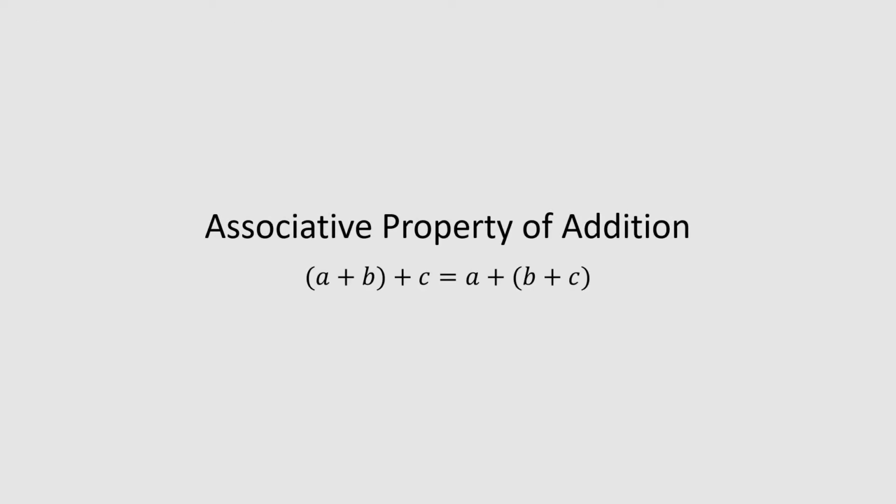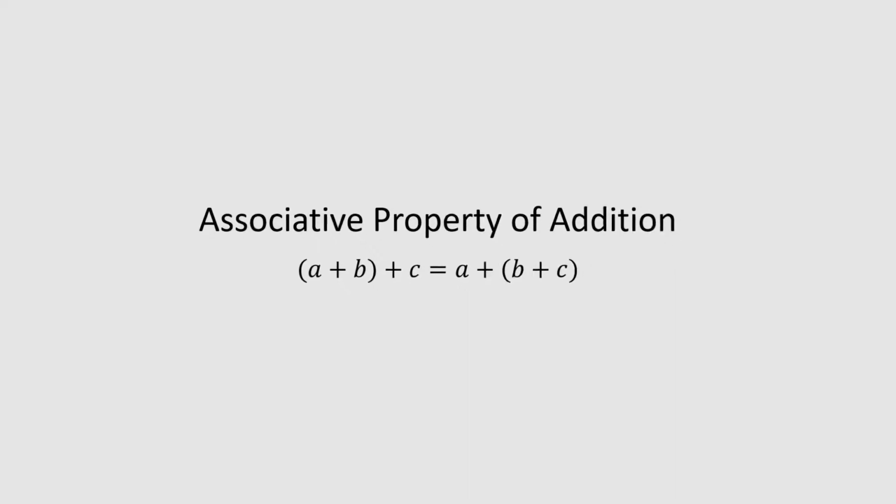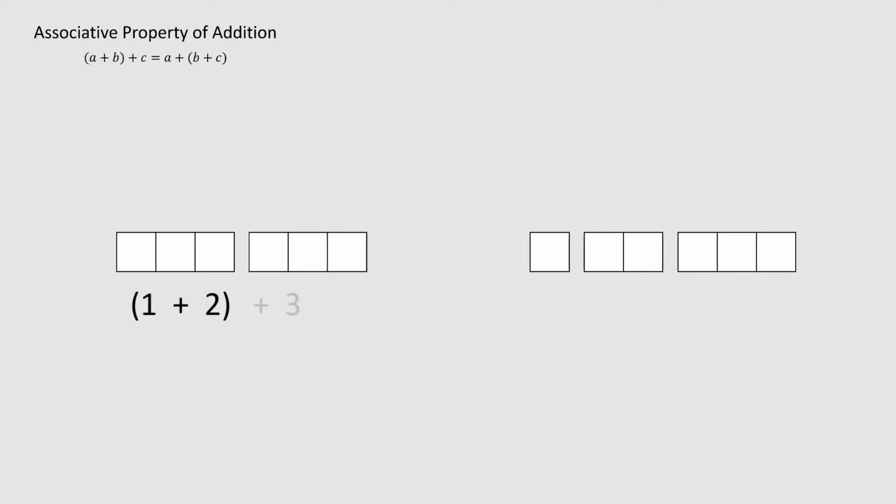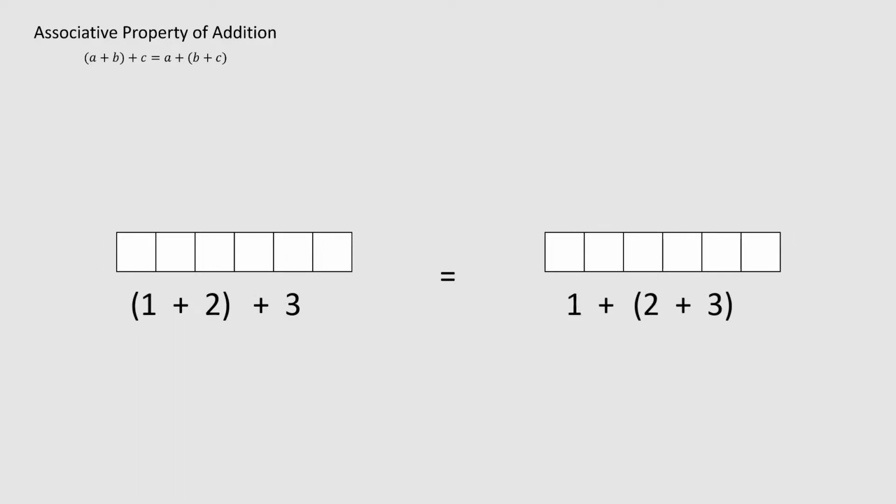The associative property of addition states that it doesn't matter what order you do the addition in, the result will still be the same. Once again, it's pretty easy to see why this is the case. At this point, you might be thinking that the associative property is the same thing as the commutative property, since they both say that order doesn't matter. However, there's an important distinction to be made.